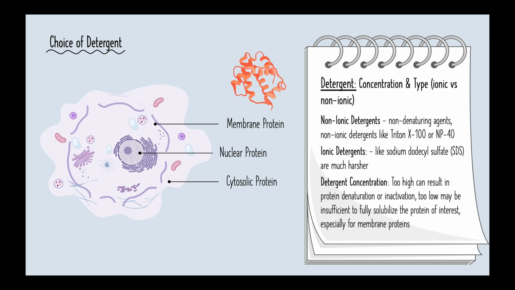Another thing to consider is the concentration of the detergent. The concentration of detergent also plays a critical role in solubilizing proteins while preventing aggregation and denaturation. Too high a concentration can result in protein denaturation or inactivation, while too low a concentration may be insufficient to fully solubilize the protein of interest.